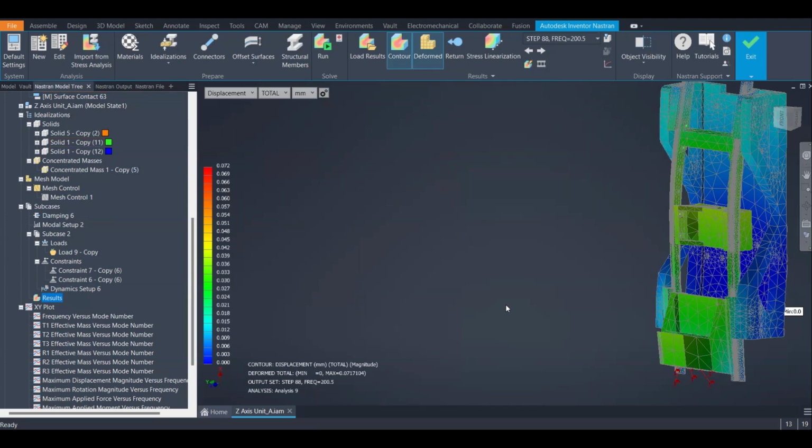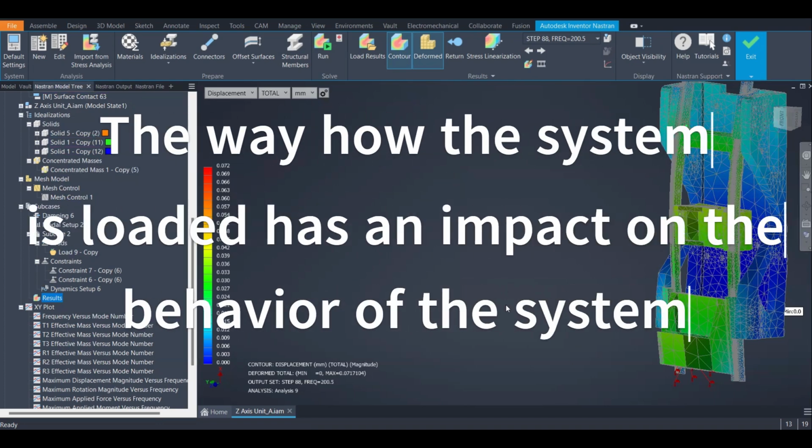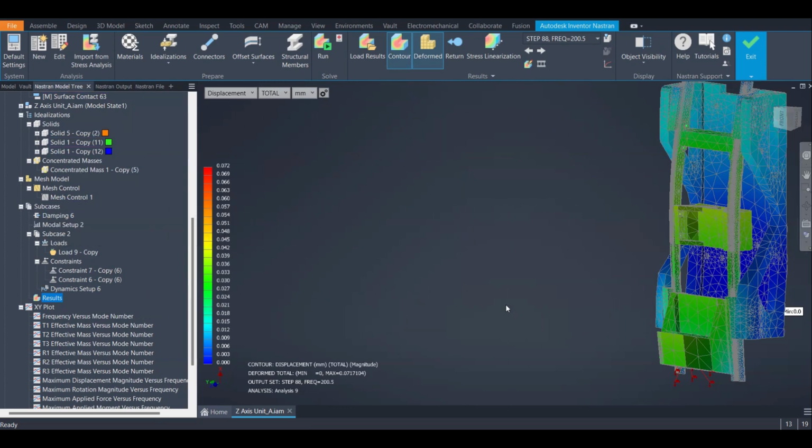The other thing that is important is that the way the system is loaded has an impact on the behavior due to the phase of the load. So the phase of the load is sometimes something that we need to play around with, especially if we have two motors or several factors that are adding vibrations to our system. That kind of thing can happen.